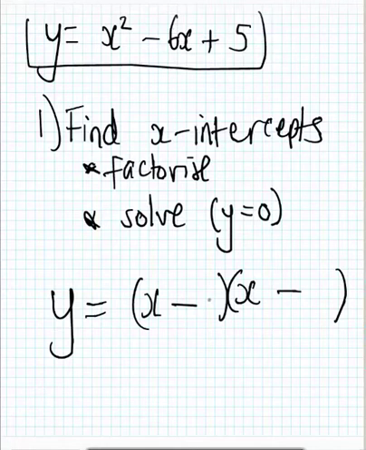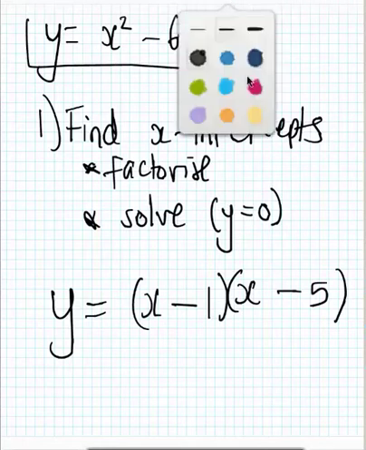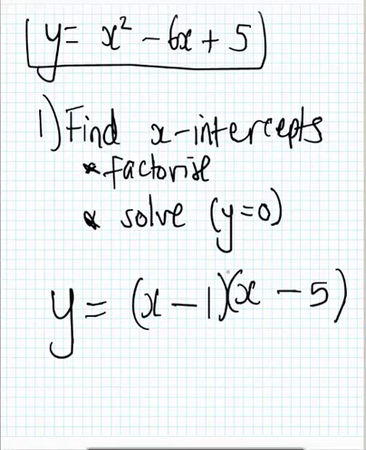So we can have 1 and 5. And that's it. So minus 1 times minus 5 gives me positive 5. And minus 1 minus 5 gives me negative 6. You can expand this to make sure it simplifies to this equation here. I'm not going to do it now, but that's something you can do. Okay, so now that it's been factorized, we do this next step.